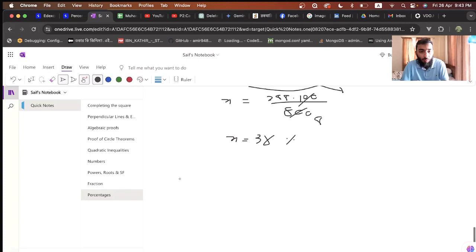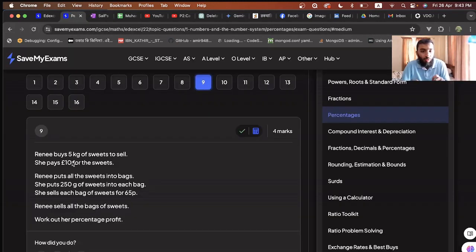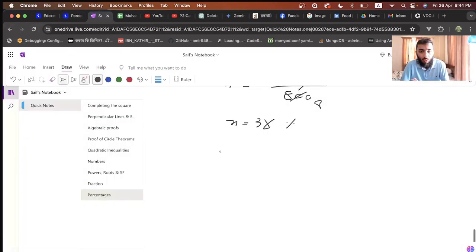So if I open my notepad and use my pen tool, first we'll figure out how many bags Rene used, because this is the key to solving the problem. If she puts 250 grams in each bag and she has a total of 5 kg, we know that 1 kg is 1000 grams, right?